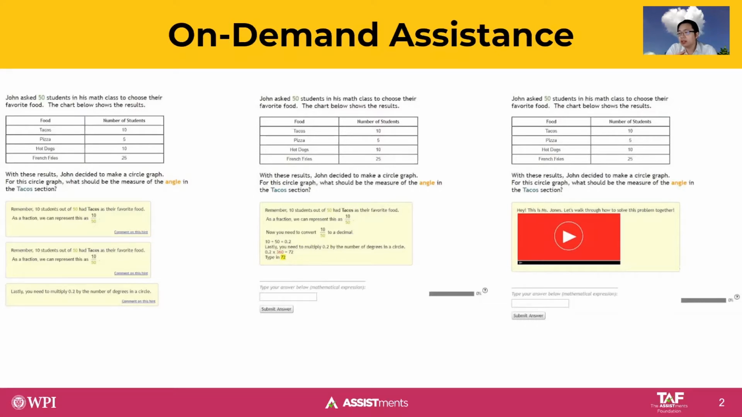On the right-hand side, you can see another example of an explanation. But instead of writing it out, the teacher, in this case Miss Jones, created a video of herself solving the problem. So instead of just plain text or formatted text, it's multimedia, in this case a video explanation.